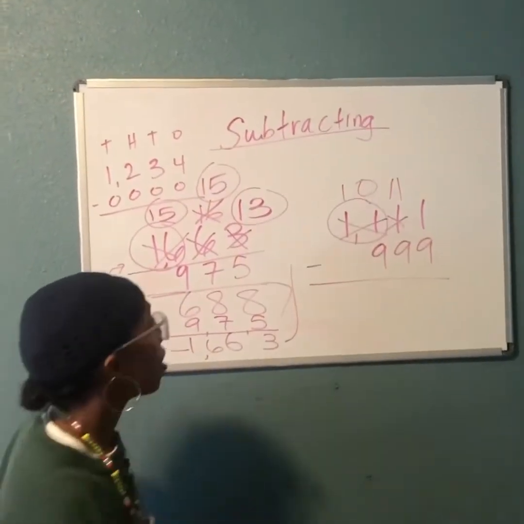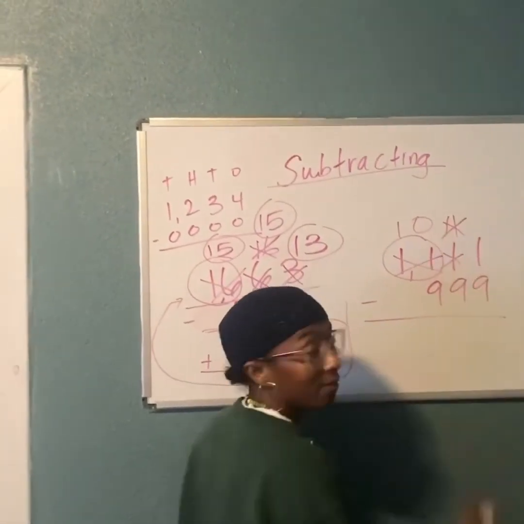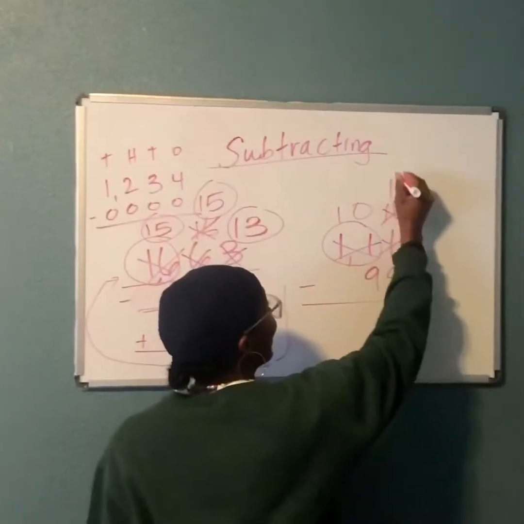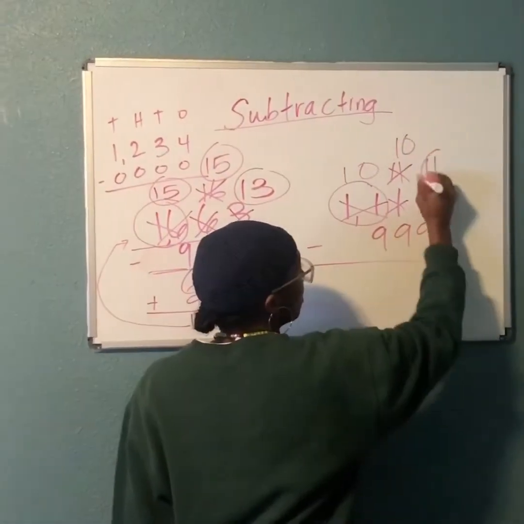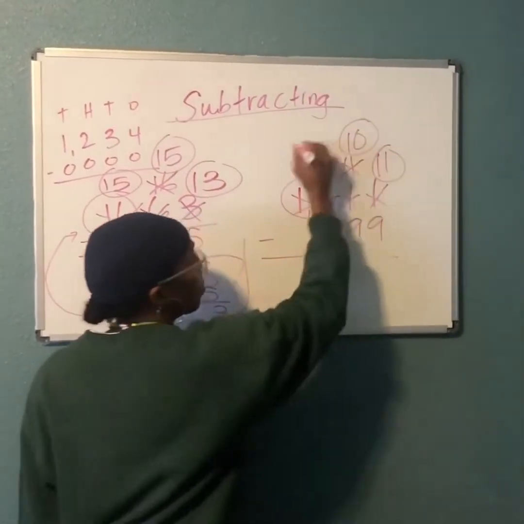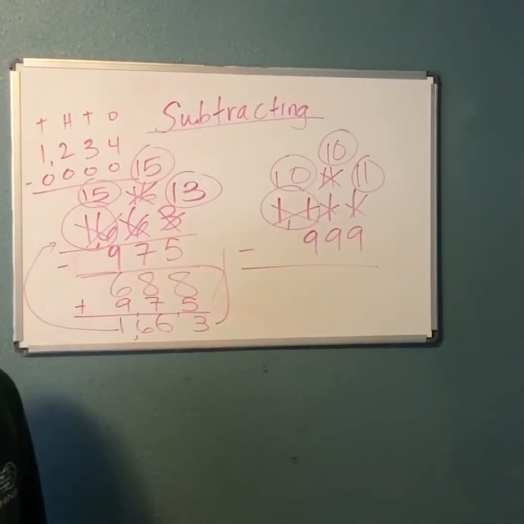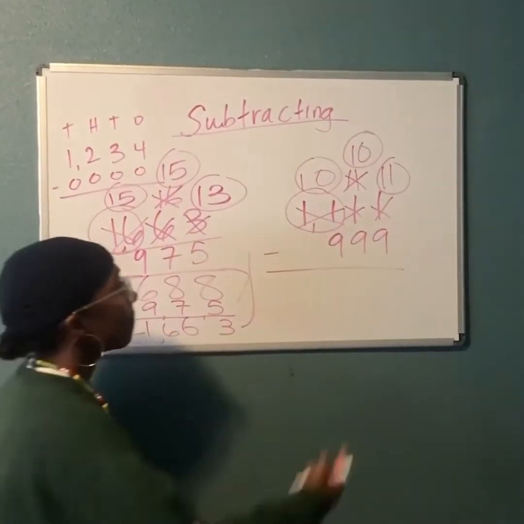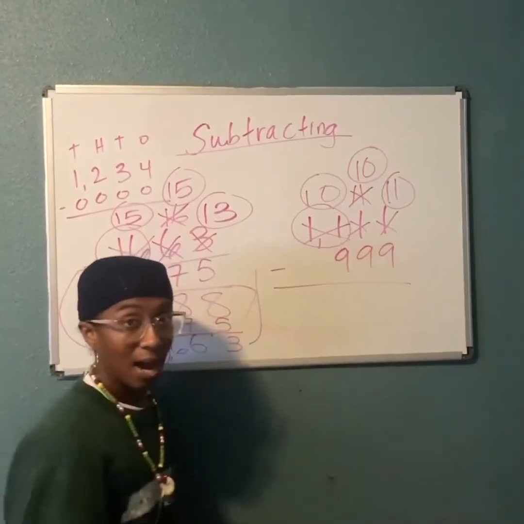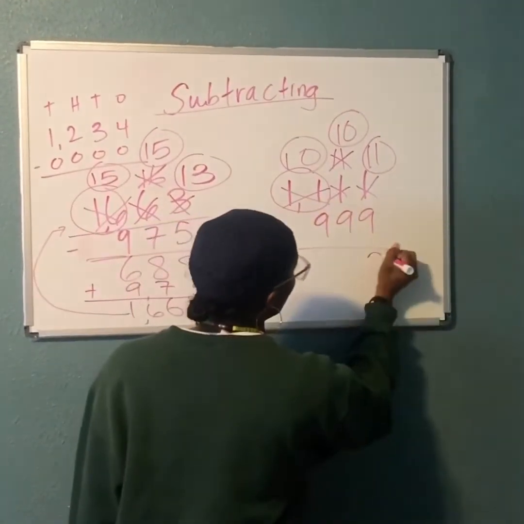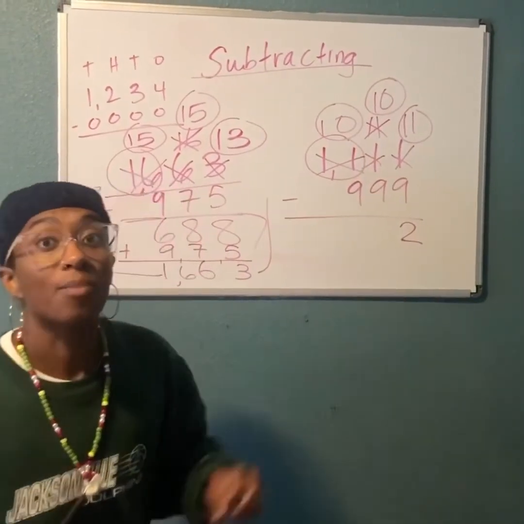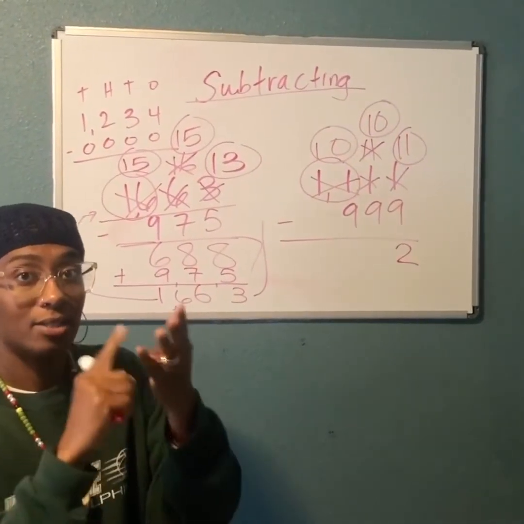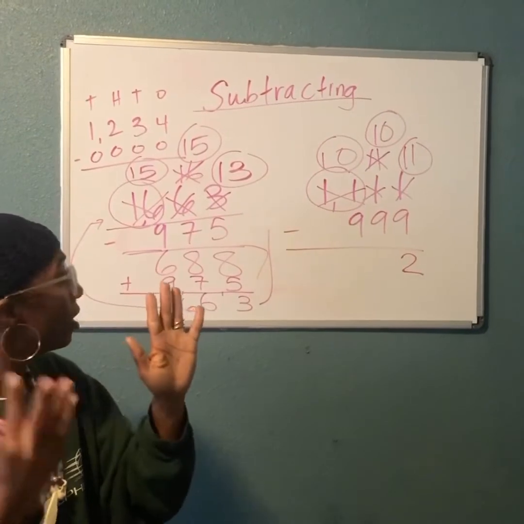Okay? Then you ask yourself, can I do 1 take away 9? No, 1 is too small. So we borrow from Mr. 11, make Mr. 11 a 10, make Mr. 1 an 11. Now we have all of our numbers for the top number. Now we can subtract. 11 take away 9 is 2. Let's count down. 10, 9, 8, 7, 6, 5, 4, 3, 2.